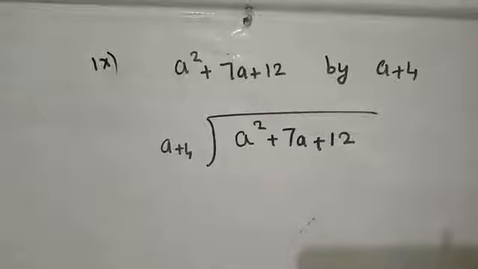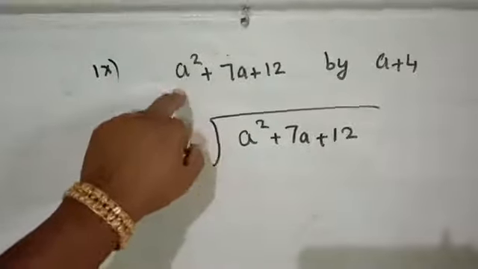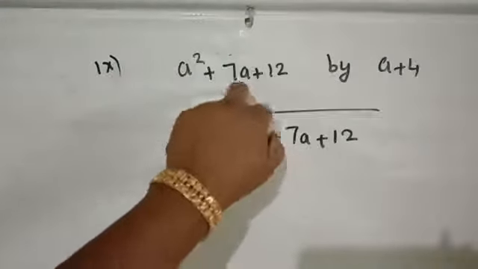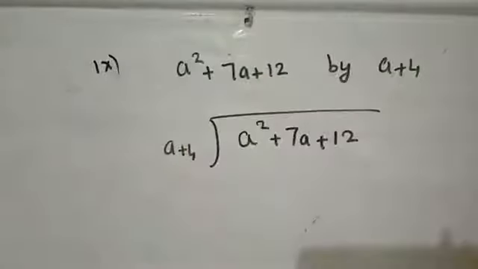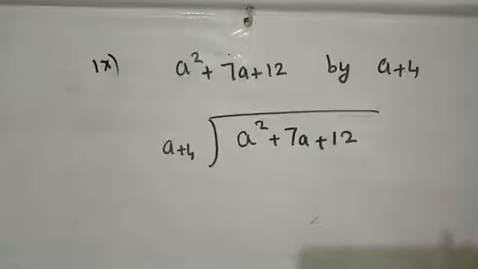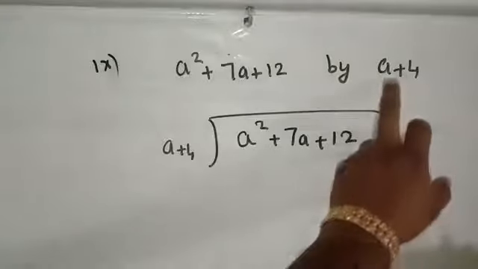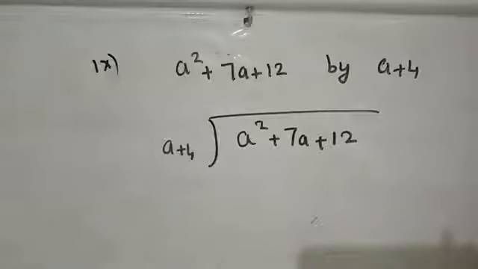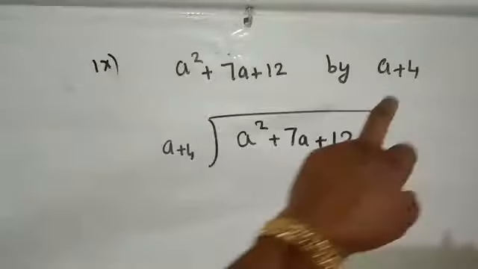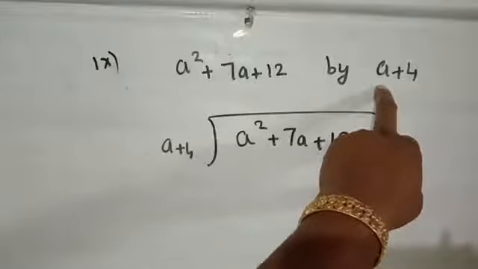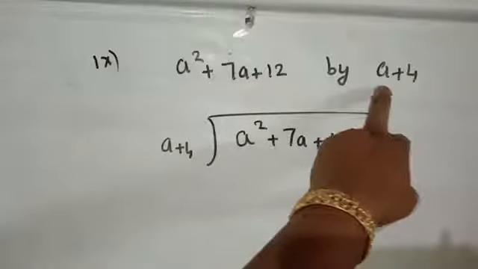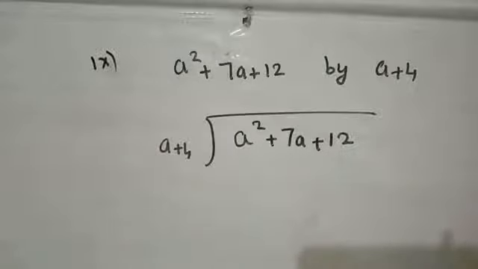a square plus 7a plus 12 divided by a plus 4. So a square is divided by a plus 4, 7a is divided by a plus 4, 12 is divided by a plus 4. So the previous method is not possible. The previous method is only applicable when the divisor is a monomial. But here the divisor is a polynomial, or rather a binomial. Then how to divide?